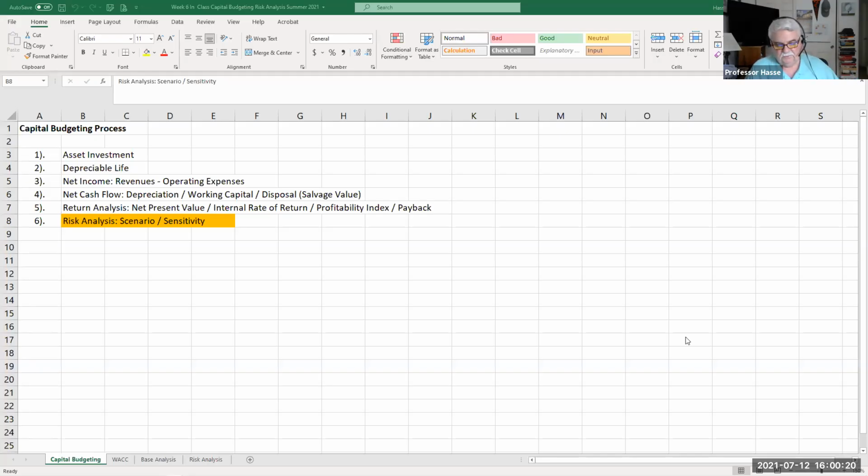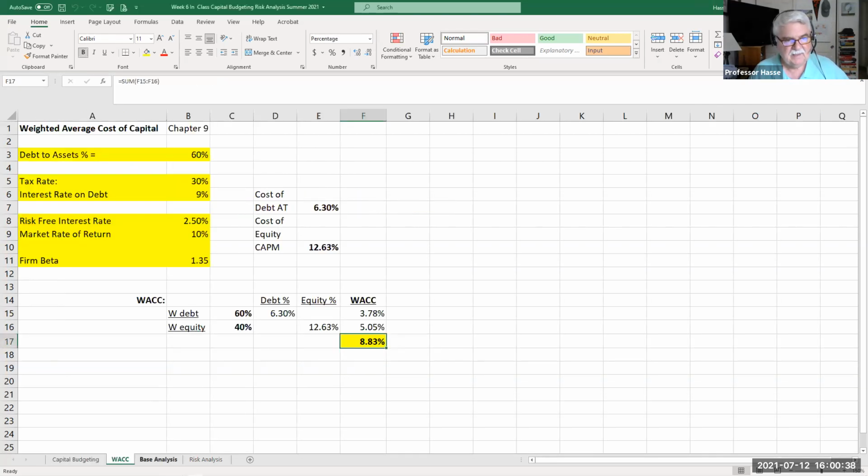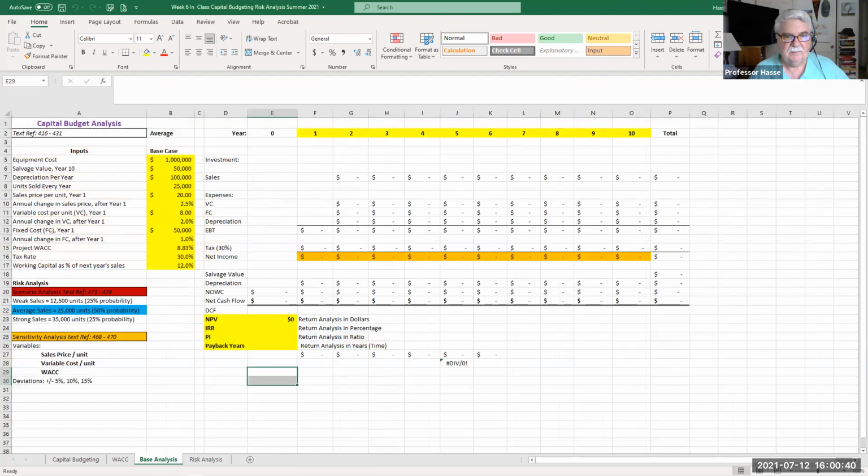Here's that spreadsheet I was just talking about that's going to be the center of our discussion on Wednesday evening. Here are the capital budgeting steps that we talked about last week, and we're going to be concentrating on the final step: is our data reliable? How risky is our data? We're going to review the cost of capital. And then here's the base case, and I'm going to start from scratch and put this together.